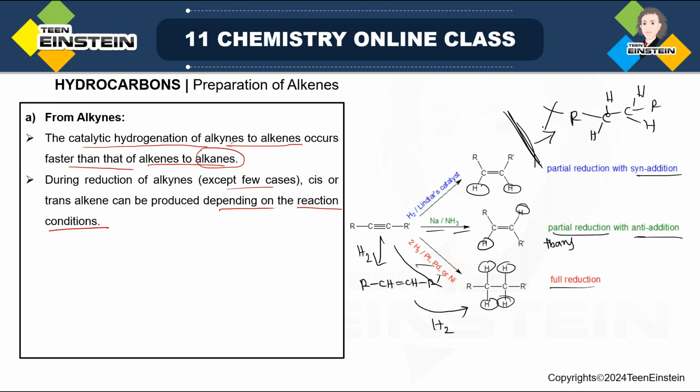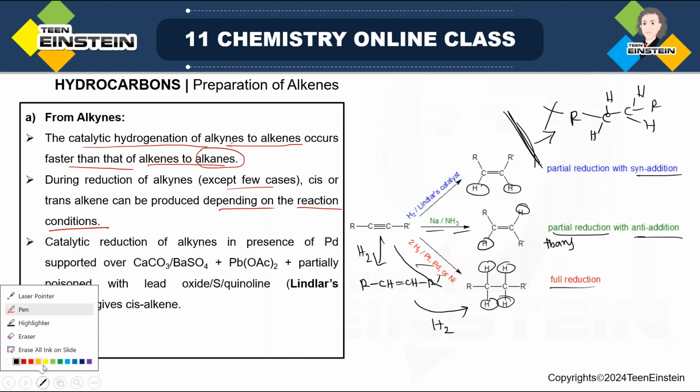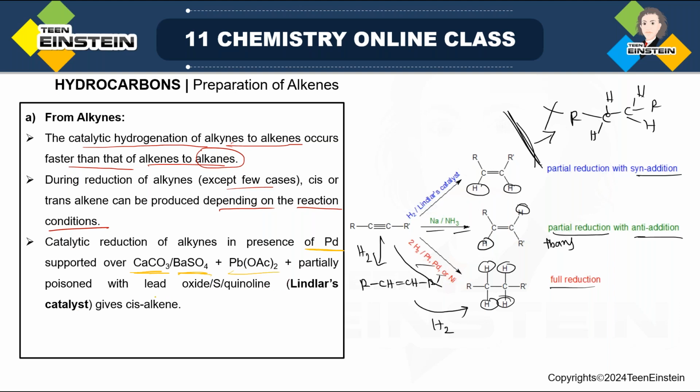And the blue one and the green one that you are seeing, sodium in liquid ammonia, that is different, that is only for trans addition. So catalytic hydrogenation of alkyne in presence of Pd supported over either calcium carbonate or BaSO4. So the metal is supported over this surface plus lead acetate, plus partially poisoned, that is this whole thing is partially poisoned with either lead oxide or sulfur or quinoline, and this combination is called Lindlar catalyst. Try to understand the difference. When it is normal catalytic hydrogenation, it is hydrogen gas you have taken and you have taken some metal, simple Pt, Pd or Ni. But when it is Lindlar catalyst, obviously hydrogen gas, but instead of taking pure Pd, now Pd is supported over either calcium carbonate or BaSO4.